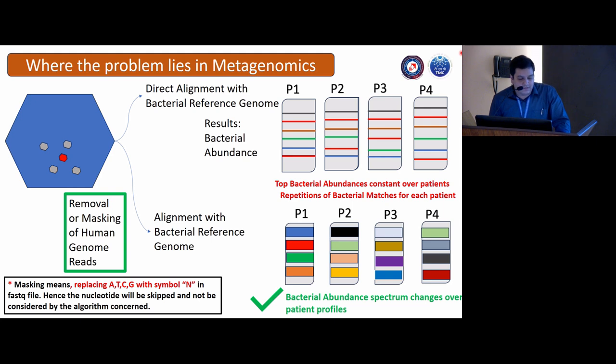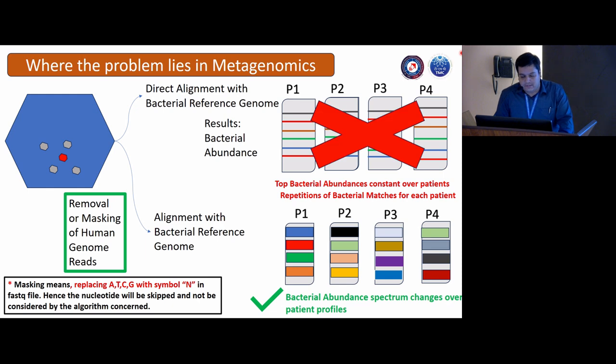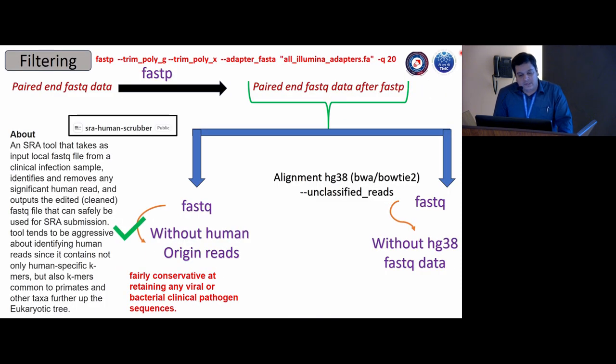So we do masking of the human genome, because masking means you basically change those A, T, C, G to N. So if there is a FASTQ file and you see an N in the sequence, it means the machine will skip it. It will just count it but skip it, and will not align it to anything. So that's another lesson. You remove it and you see the spectrum of patients is different. Okay. Now how to do that?